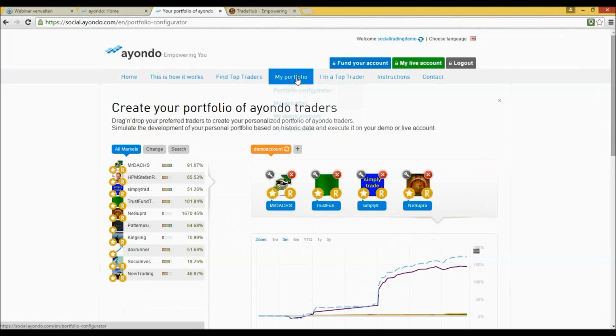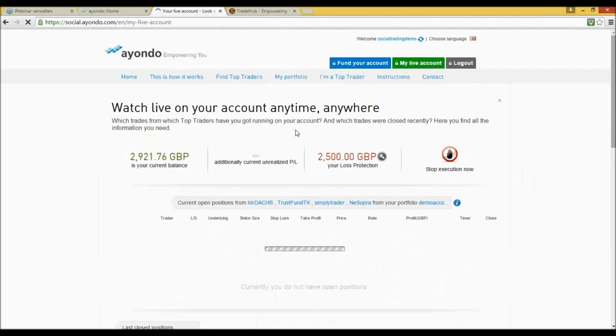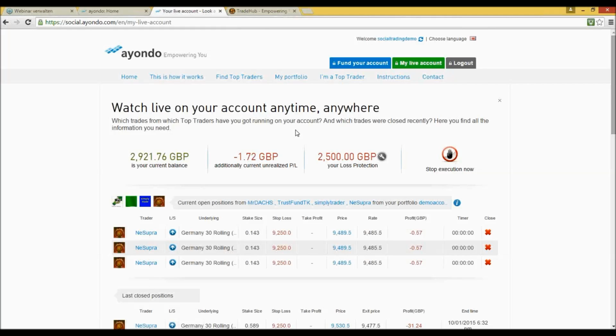So let's have a look at my live account now. What we can do in order to see what trades have actually been executed on my account is go to my portfolio here and then click on my live account. We can see there are current positions open now. These are all on the back of any Supra. So we can see that my current P&L is, I'm down just over £1.